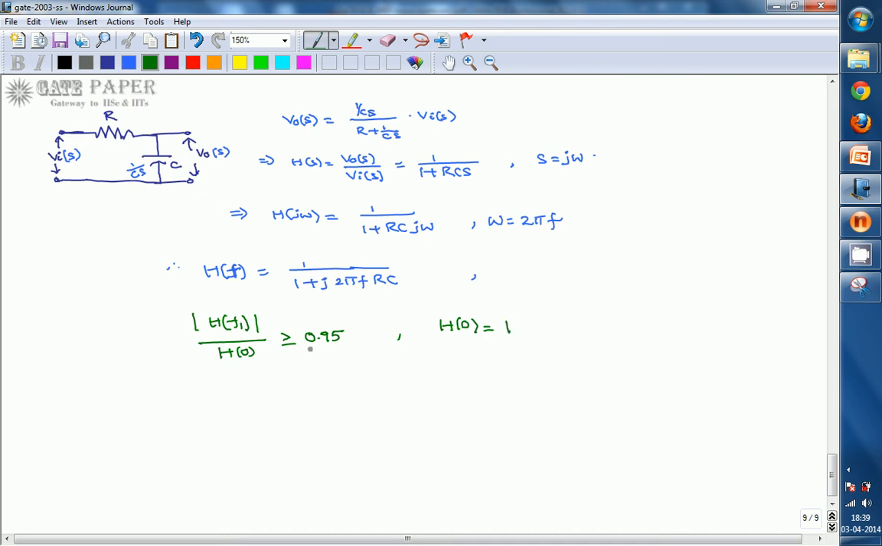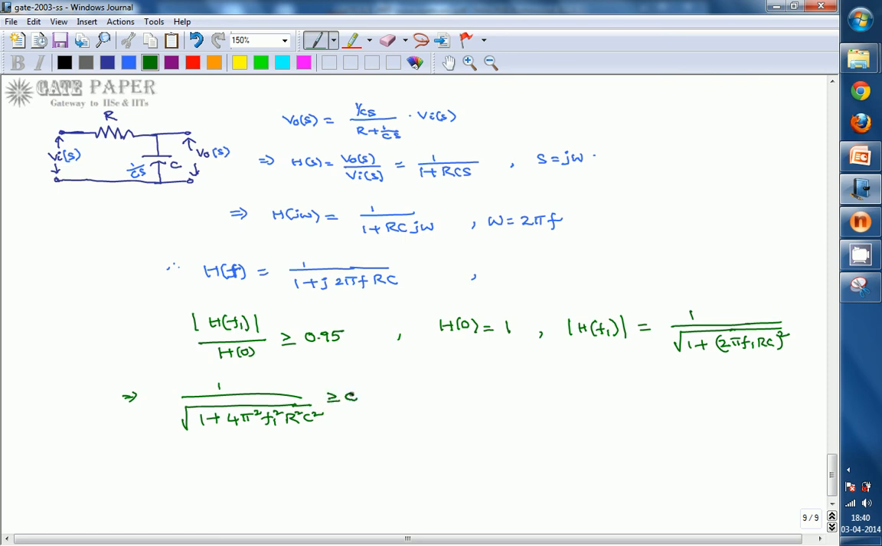Now find mod H of f1, which equals 1 by square root of 1 plus (2 pi f1 RC) whole square, the magnitude of H of f placing f equals f1. Substituting in this expression, it becomes 1 by square root of 1 plus 4 pi square f1 square R square C square, greater than or equal to 0.95.